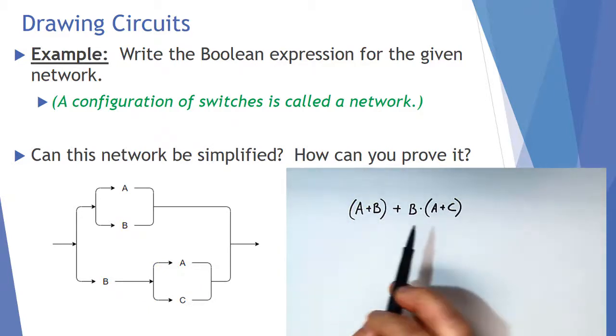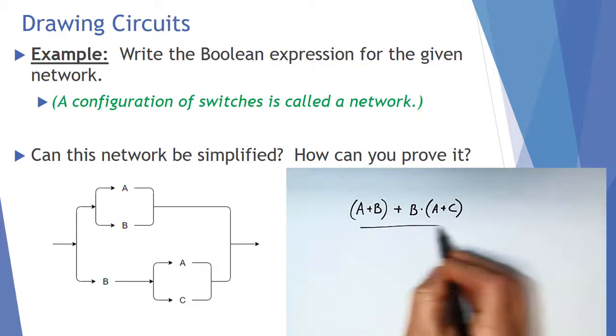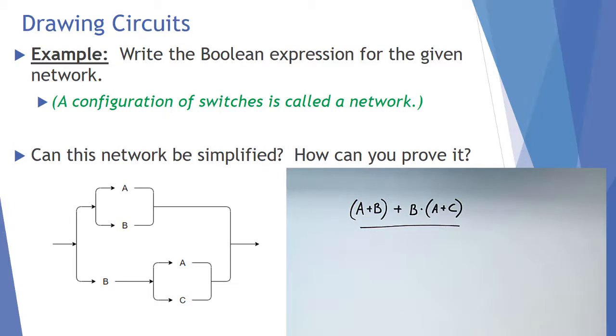And there's the Boolean expression that represents this network. We've got this worked out. Now here's a second question. Can this network be simplified? And if so, how?